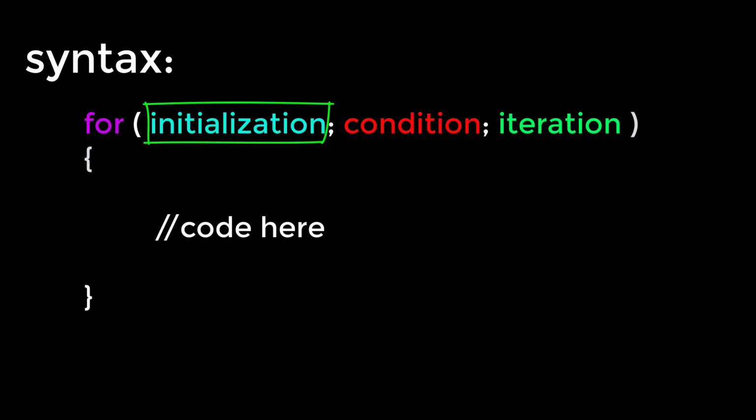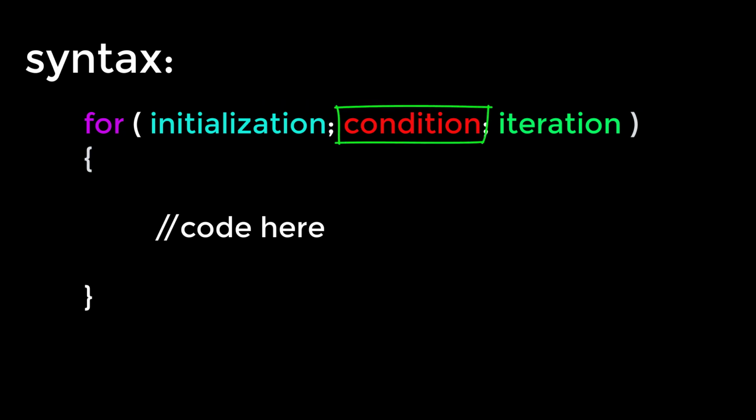Another section is the condition. The condition is a Boolean expression that will return either true or false. If the expression evaluates to true, then it will execute the loop again. Otherwise, the loop is exited or terminated.